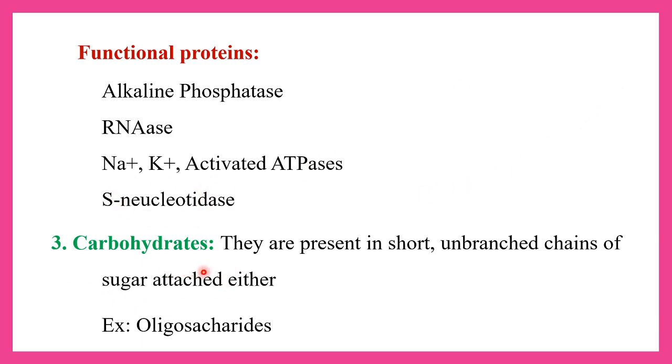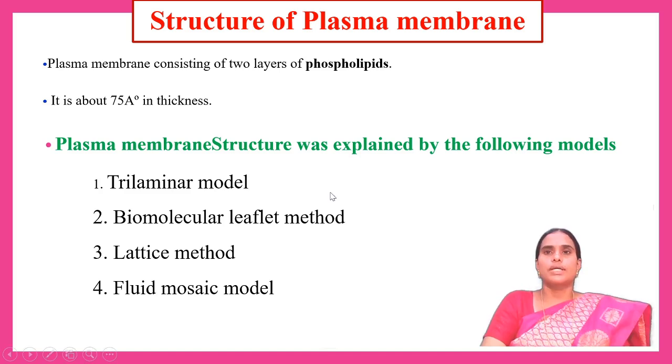And the third one is carbohydrates. They are present in short chain structures, and these are added to the sugar molecules. Example, oligosaccharides. Structure of plasma membrane. Plasma membrane consists of phospholipids. It is 75 angstroms in thickness. Various models were proposed by different scientists. Here we are mentioning 4 models.